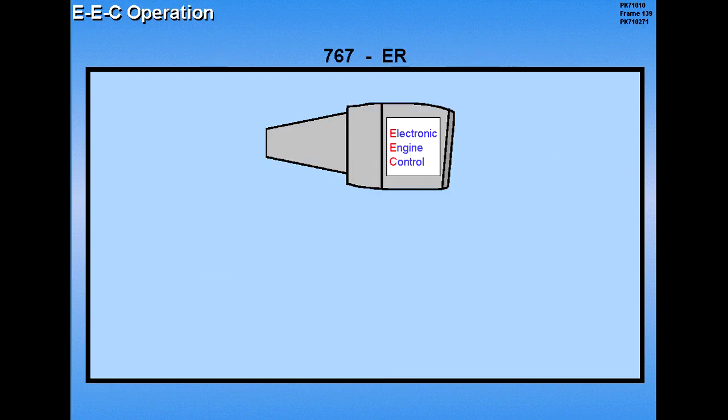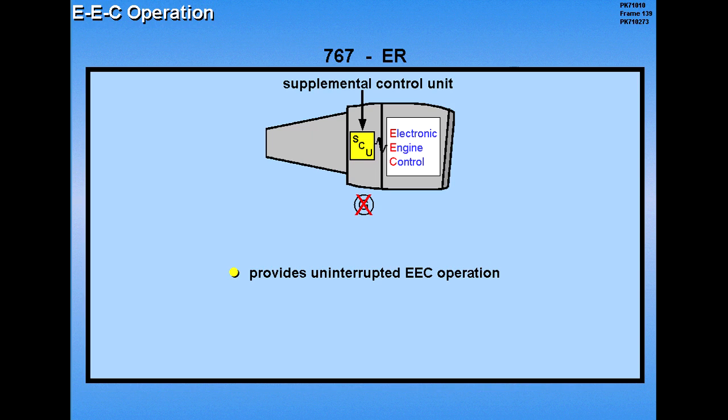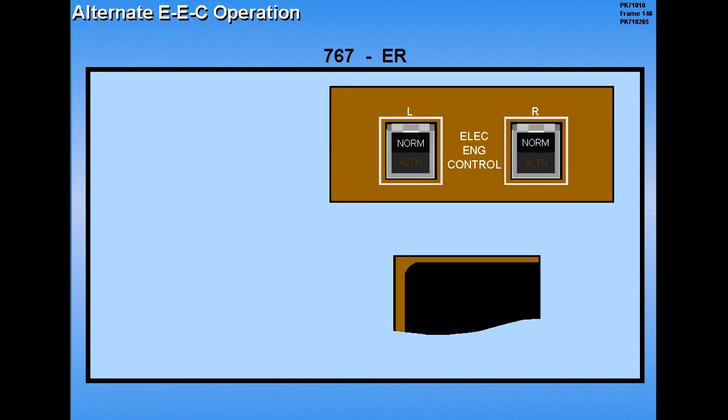The EEC is powered by an independent engine-driven generator. In the event of an EEC generator failure, an automatic backup source is supplied from a supplemental control unit. Engine operation is uninterrupted. If the EEC normal mode of operation fails, it automatically reverts to an alternate mode of operation. This is indicated by the alternate indicator light and the associated ICAS advisory message.